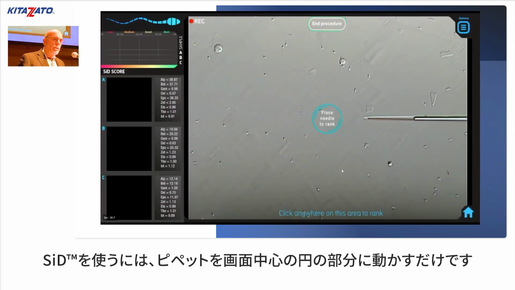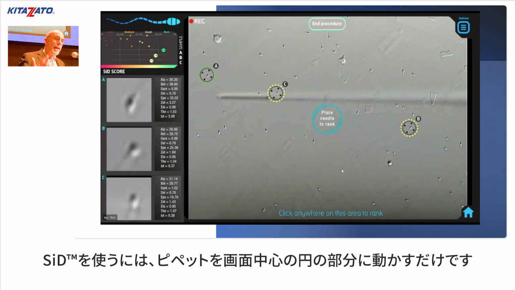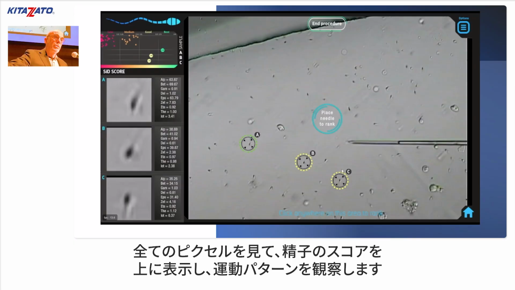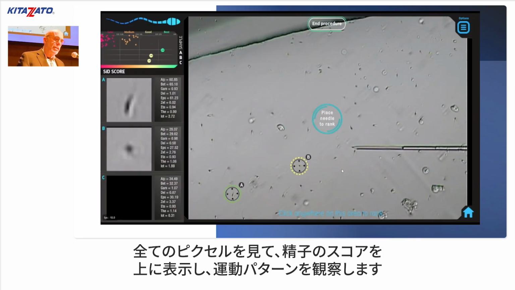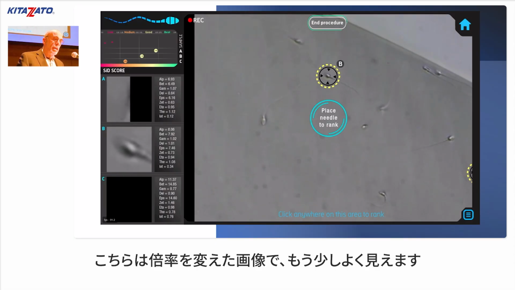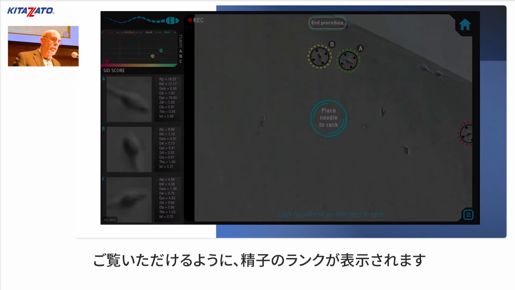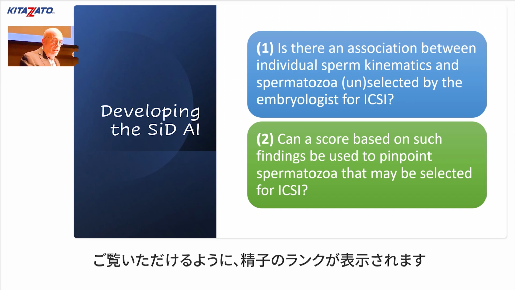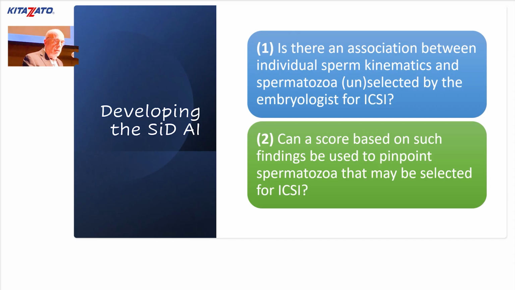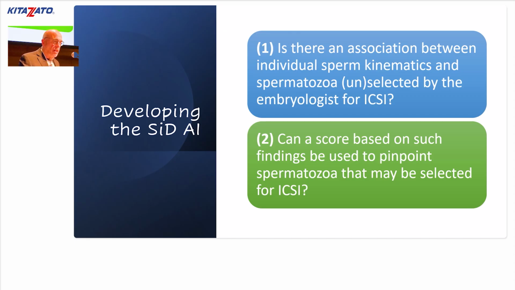So when you do SiD and you move the micro tool where you're going to put the sperm into the middle, this is the interface. It activates SiD, and it will look at all the pixels and score all the spermatozoa that are there and look at their motility patterns. Here's a different magnification where you see things a little better. You see the ranking that comes up, and all you need is to bring your needle forward to the sperm tail and immobilize that in whatever way you do that. Most of the time that's done either with piezo or with mechanical, with the needle sticking the tail.